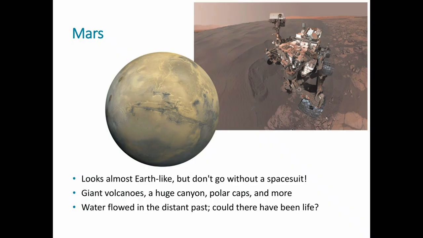We think that water flowed on the surface in the past on Mars. So we know, or we think, that you need water to have life, and so if there was water on the surface of Mars, could there have been life? There have been recent discoveries that are leading people to believe that there was life on Mars, and we'll talk about that when we talk about Mars in a little bit.